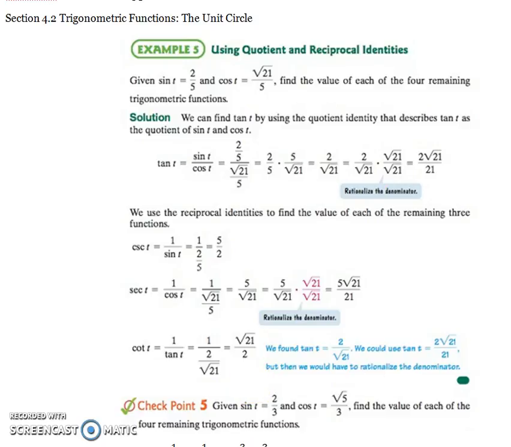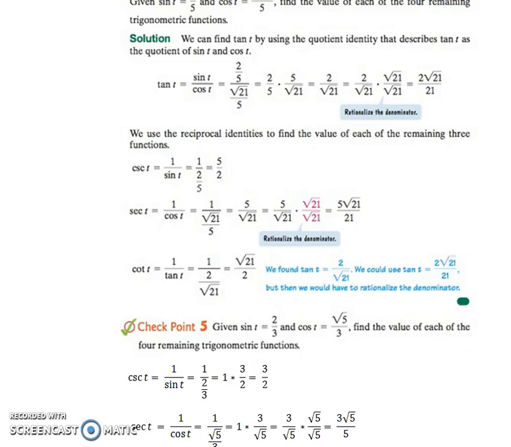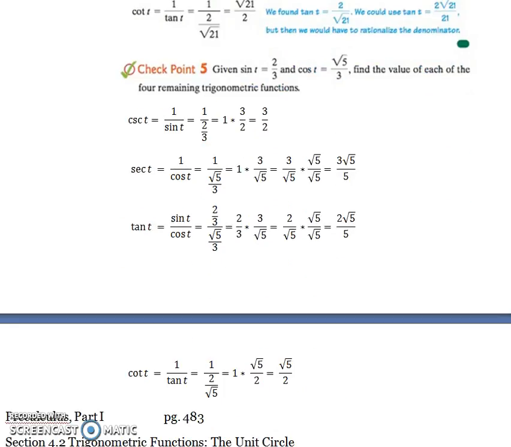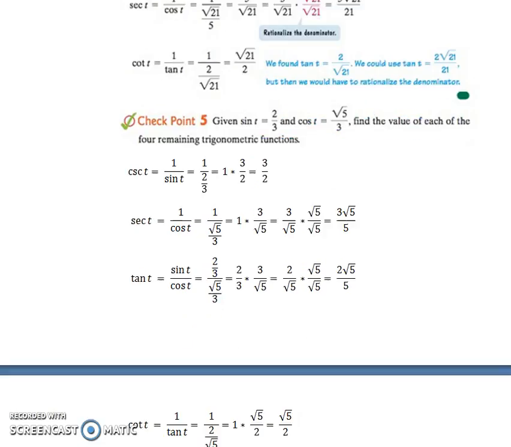Okay, so the checkpoint wants the other four functions for where the sine is 2/3 and the cosine is square root of 5 over 3. So cosecant is the reciprocal of the sine. We're going to do 1 over 2/3 multiplied by the reciprocal. Secant is 1 over cosine, multiply by the reciprocal. We have to clear that denominator, so rationalize, and you get 3 square root of 5 over 5.